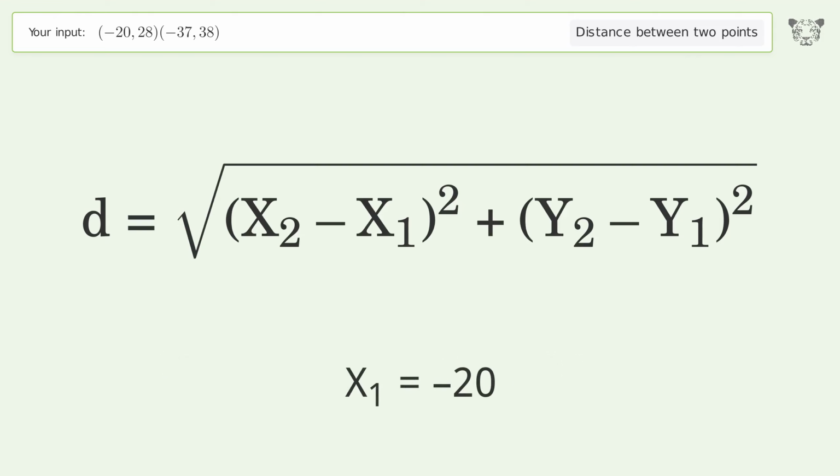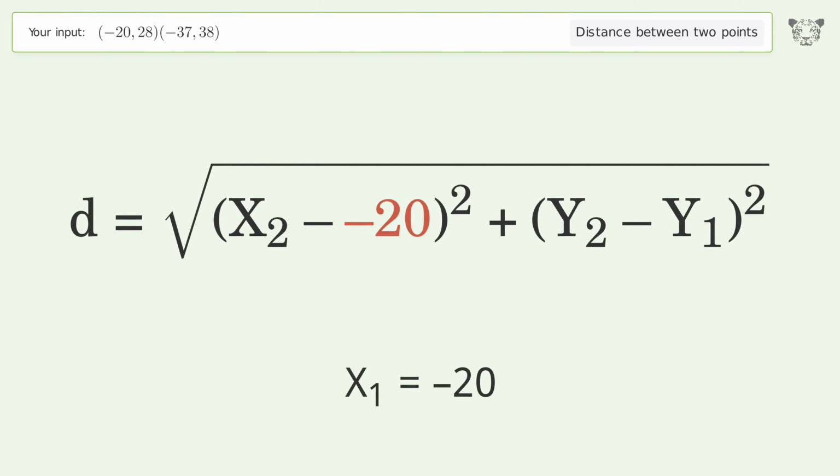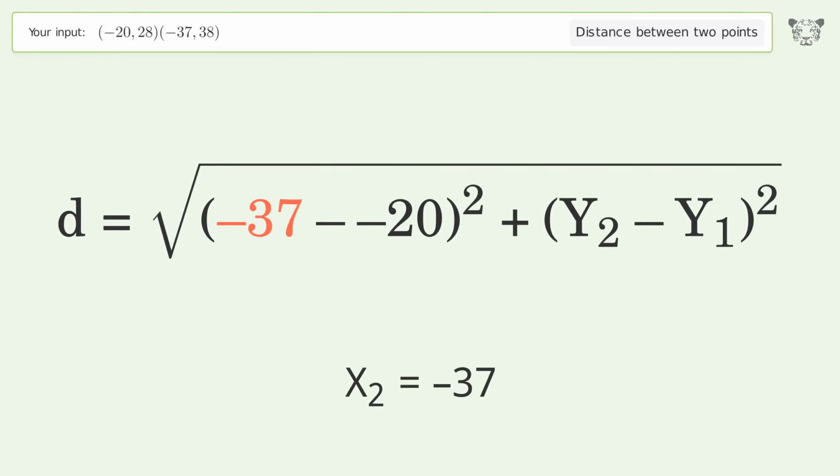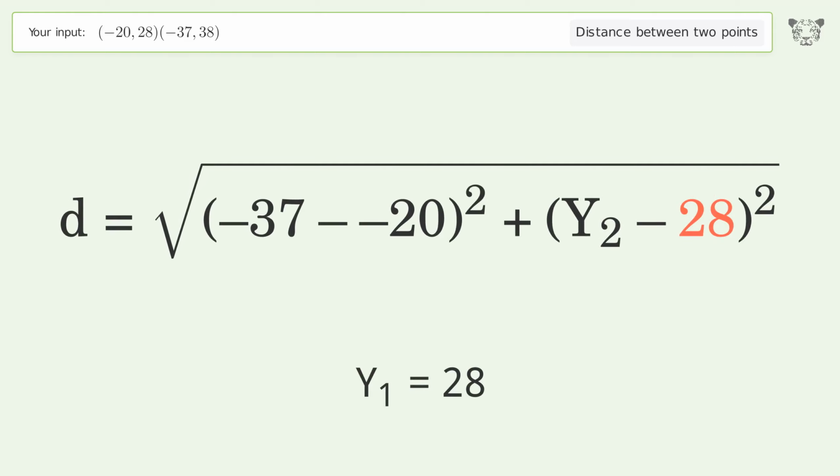x1 equals -20. x2 equals -37. y1 equals 28. y2 equals 38.